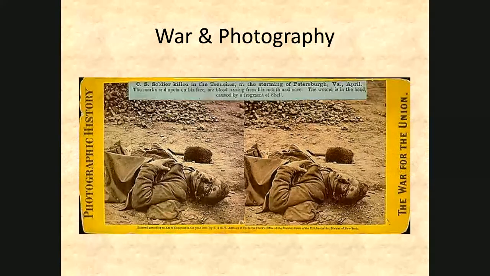you can see in this stereograph here, you've got titles on either side: photographic history, the war for the Union, and then there's a little blue message on the top. This was likely put there just so that we could see it on one card. Usually this information is on the reverse side, but it does say soldier killed in the trenches in the storming of Petersburg, Virginia, April. The marks and spots on his face are blood issuing from his mouth and nose. The wound is in the head caused by a fragment of a shell.